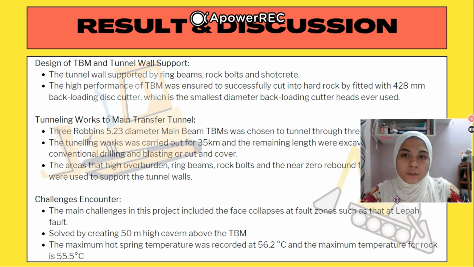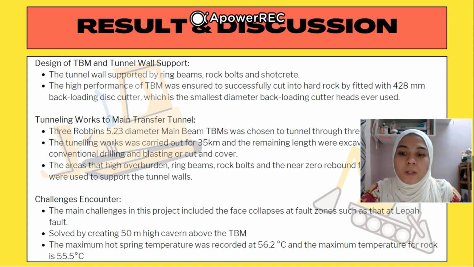Okay, although Pahang Selangor raw water transfer has been successfully finished for the construction, there are a few challenges that have been encountered. The main challenges in this project included phase collapses at fault zones, such as that at Lepah fault. However, this problem has been solved by creating a 50 meter high cavern above the tunnel boring machine.